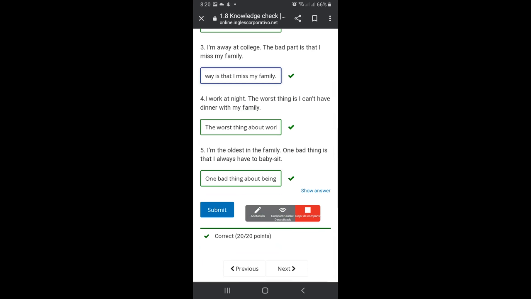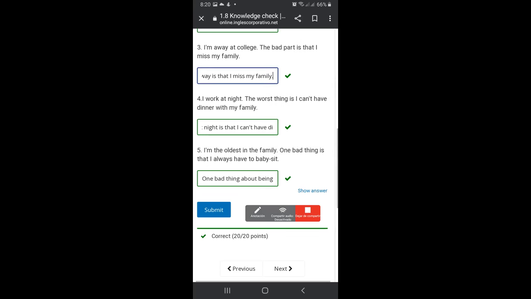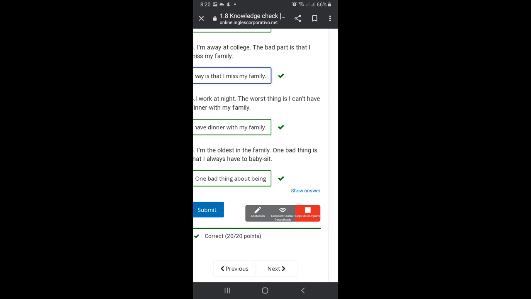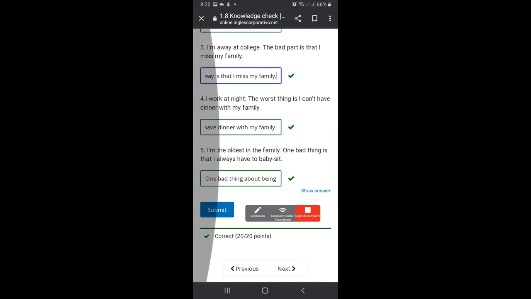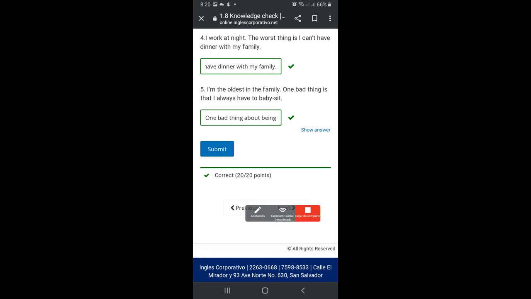Okay. The worst thing about working at night is that I can't have dinner with my family. Okay, number five. One bad thing about being the oldest in the family is that I always have to babysit.